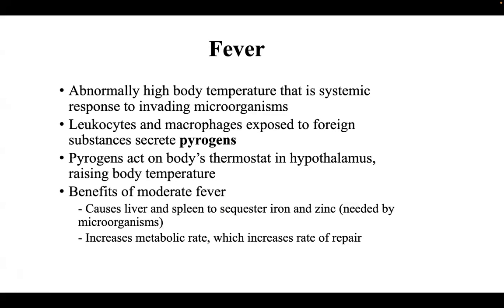Now, what is the benefit of this whole process? This higher temperature causes the liver and spleen to sequester. Sequester means reduce iron and zinc, which the microorganisms require for metabolism to survive. Okay, that's their nutrient. Because the liver and spleen both handle iron for blood, they will sequester that. So the microorganisms have less nutrients available. Also, it increases the metabolic rate, so if some kind of repair is required, it induces the repair process.